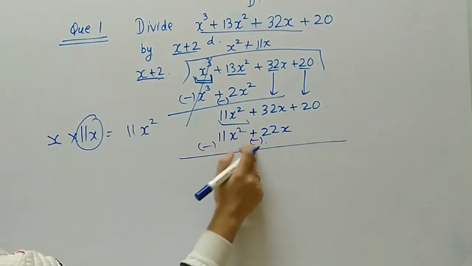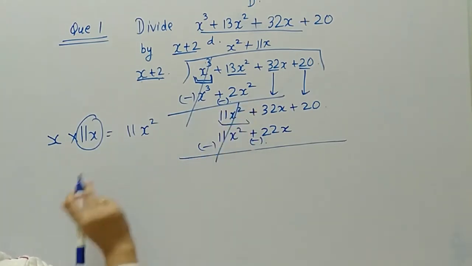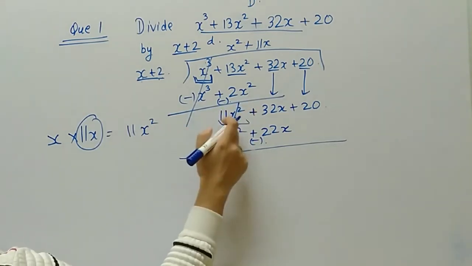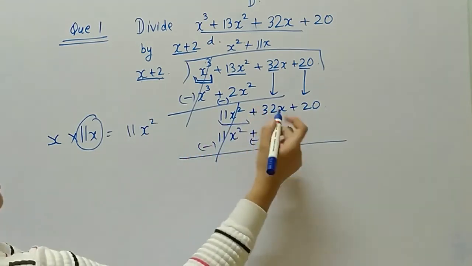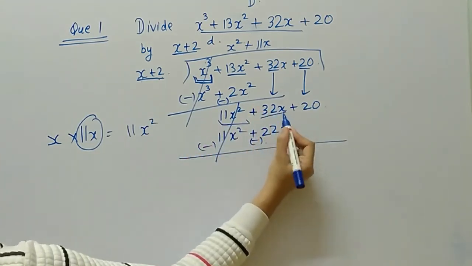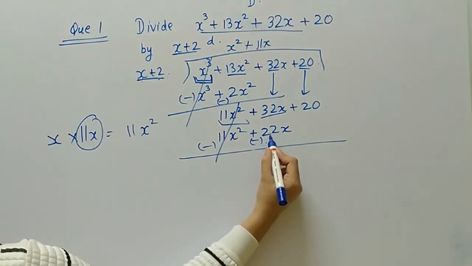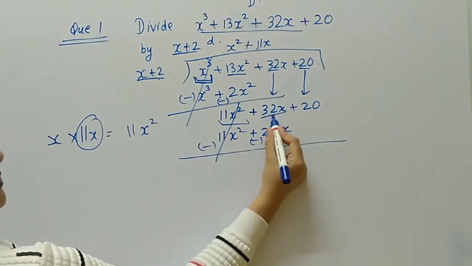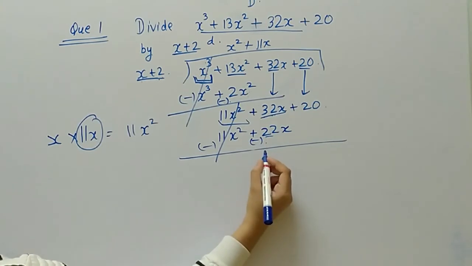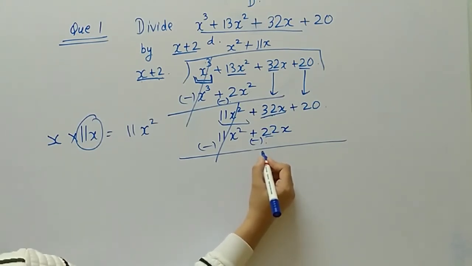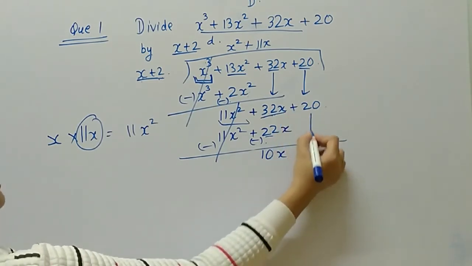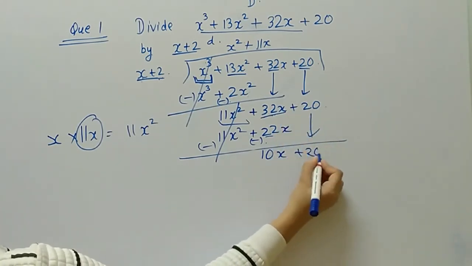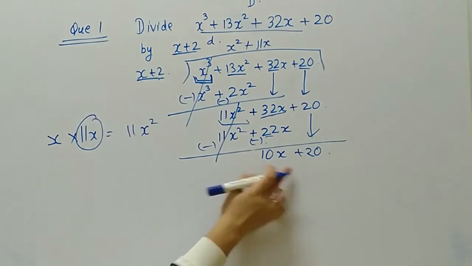Now we will subtract. So the sign will be changed. So plus 11x square minus 11x square will get cancelled. So now we will be left with plus 32x minus 22x. And we know that 32 minus 22 is equal to 10. So we will get 10x and plus 20 we will write as it is.